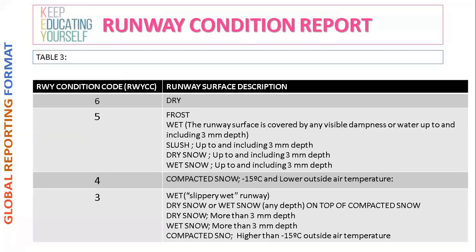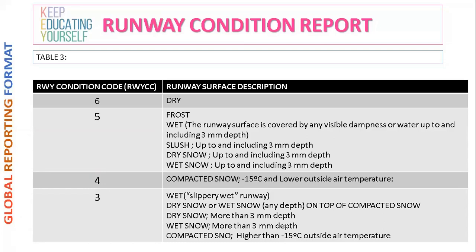Now we are coming to table number 3. This gives the runway condition code. This helps the arriving aircraft to calculate the landing distance required based on the reported runway condition code. The first column is the runway condition code, runway CC, and the second is the runway surface description. If you find that the runway surface is dry, you simply give the runway condition code 6.